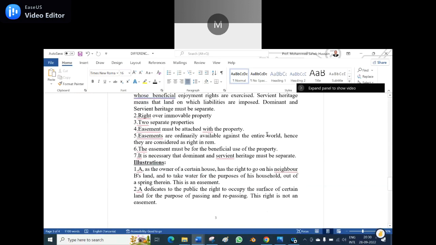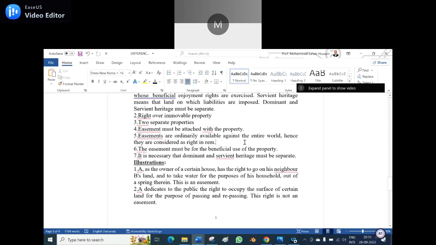Number 4, an easement must be attached to the property. When you sell the property, the easement is automatically annexed to the property and goes to the buyer. Number 5, easements are ordinarily available against the entire world. This is a right in rem, what we discussed. But a license is a right in personam, meaning against a particular person.